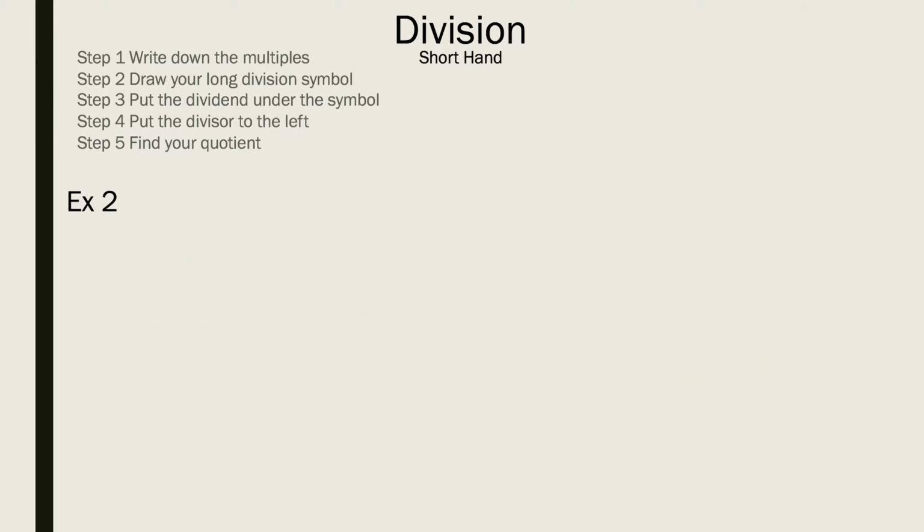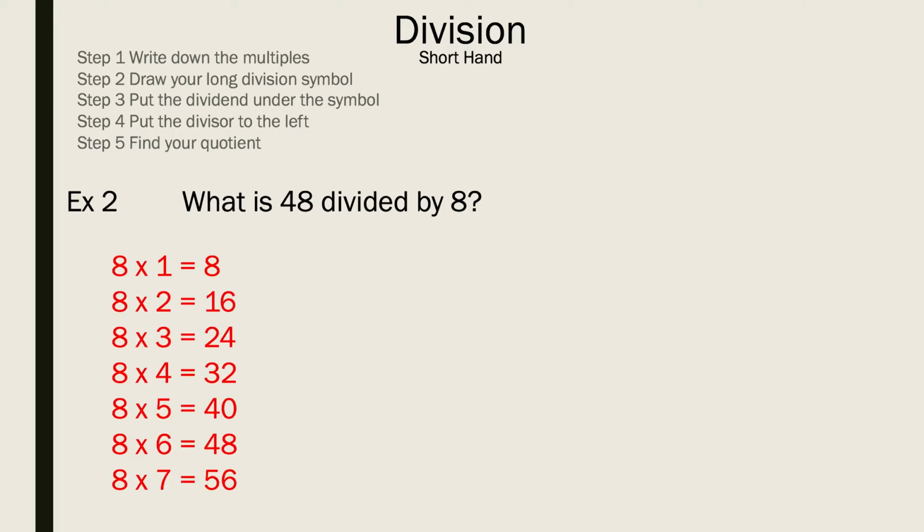Now let's take a look at example 2. What is 48 divided by 8? Write down the multiples of 8. We've already written it down. We have 8 and 48 on the screen. So as you can see, we have a multiple of 48 on the screen. So therefore, that must be your answer.